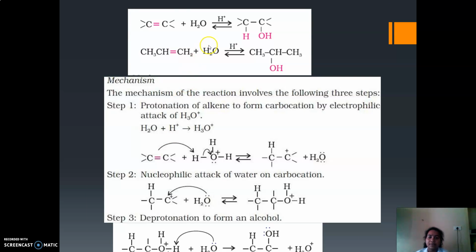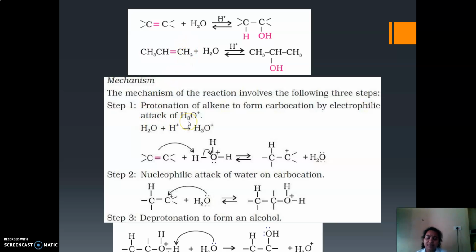You can see some more examples. In the case of a symmetrical alkene, no problem, any product we can form. But in the case of an unsymmetrical alkene, what will happen? We know one side there are two carbons, on the other side only one carbon. So it is unsymmetrical. According to Markovnikov's rule, the OH will be added to this carbon atom because it has only one hydrogen. Hydrogen will be added to this carbon because it has two hydrogens.